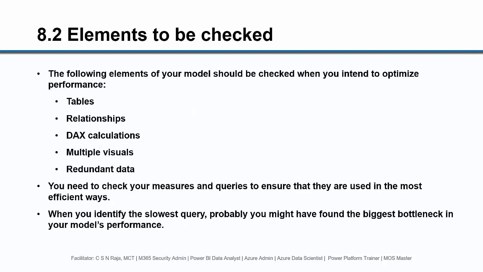When you intend to optimize the performance of your model, you need to check elements such as tables, relationships, DAX calculations, multiple visuals, and redundant data. You need to check your measures and queries to ensure that they are used in the most efficient ways. When you identify the slowest query, you have probably found the biggest bottleneck in your model's performance.